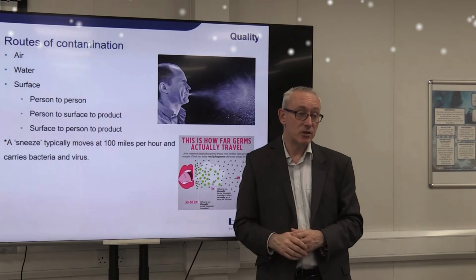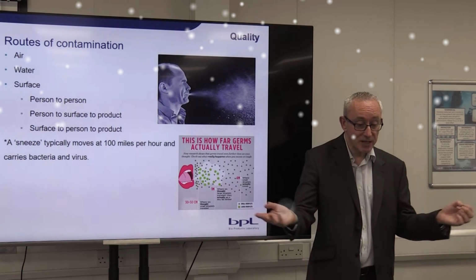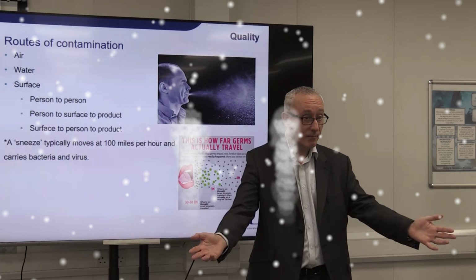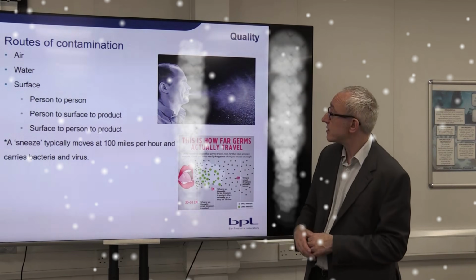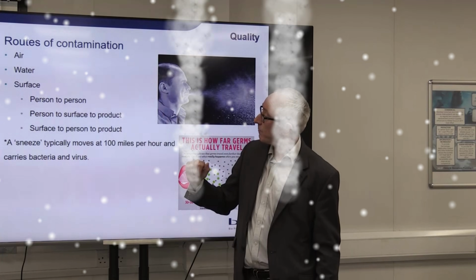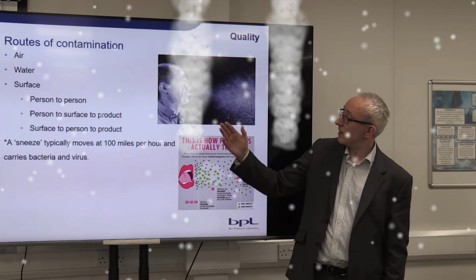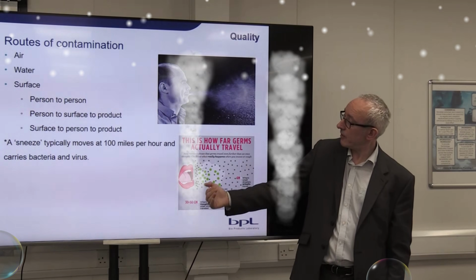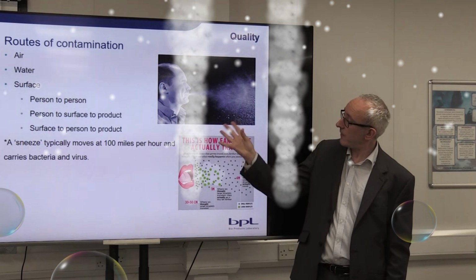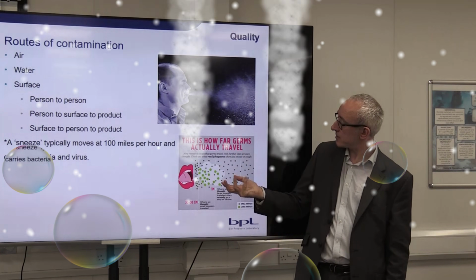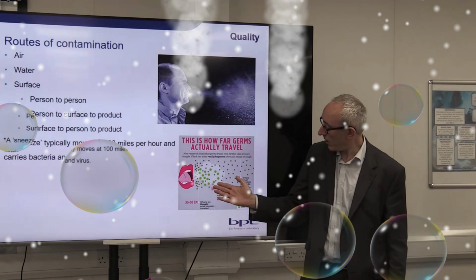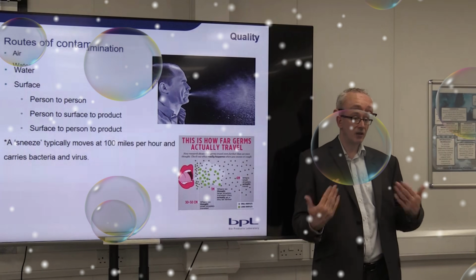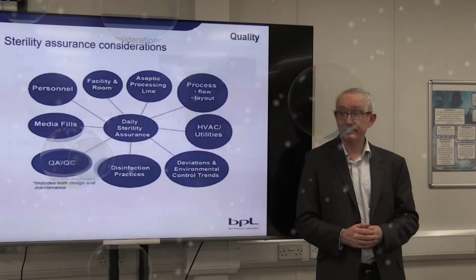With water, we've mentioned the dripping tap, or the person running through the puddle, which can then spread contamination over a wide distance. And then people to people, and then there's people touching surfaces and then going to product, or surfaces going near product. So there's all these factors to take into account. And you can see here just how far some germs can travel through different human activities.